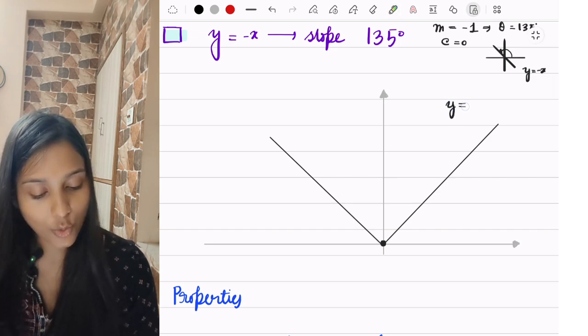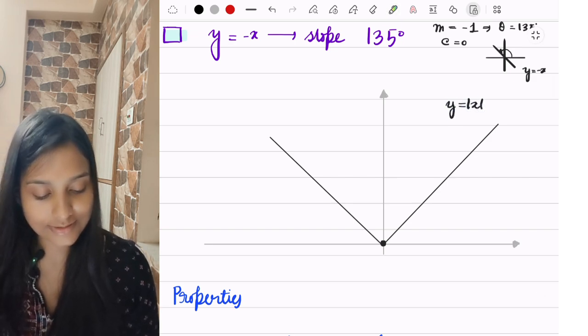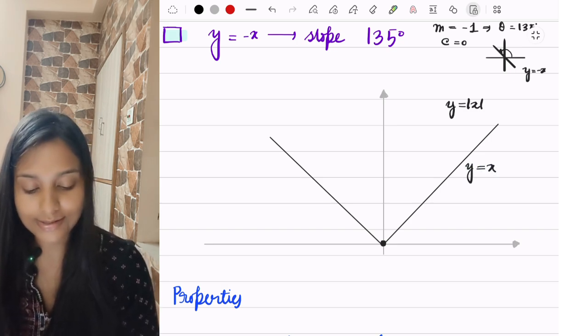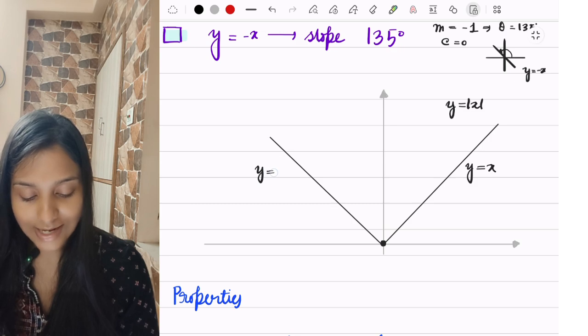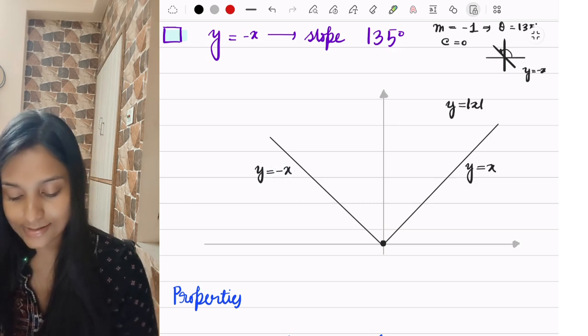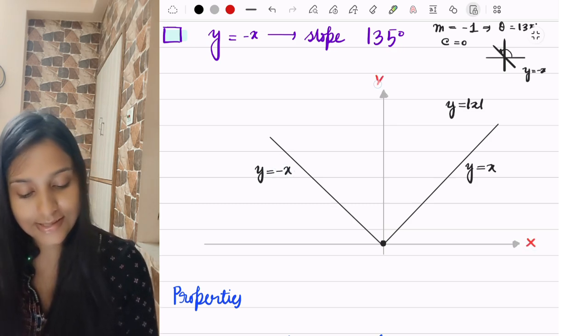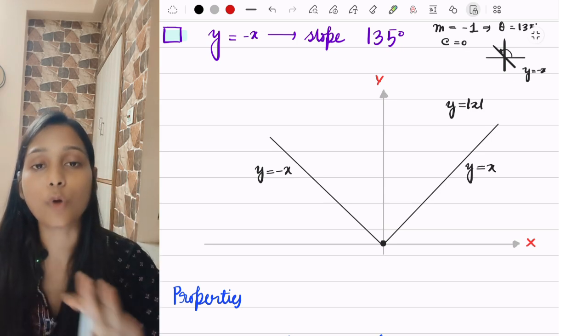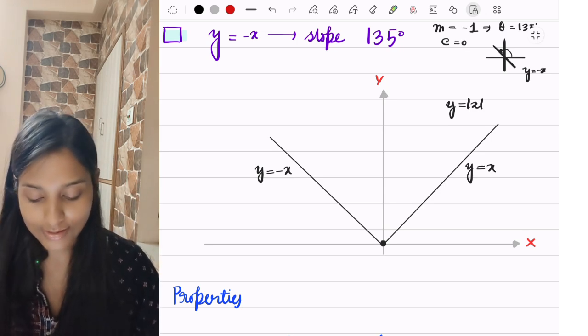So this is the y equals mod x graph. This right hand side part is y equals x, and this left hand side part is y equals minus x. This one is the x axis, this one is the y axis. So we have plotted this function y equals mod x.